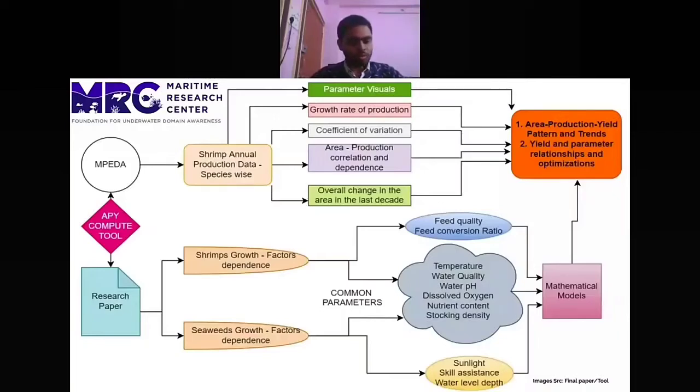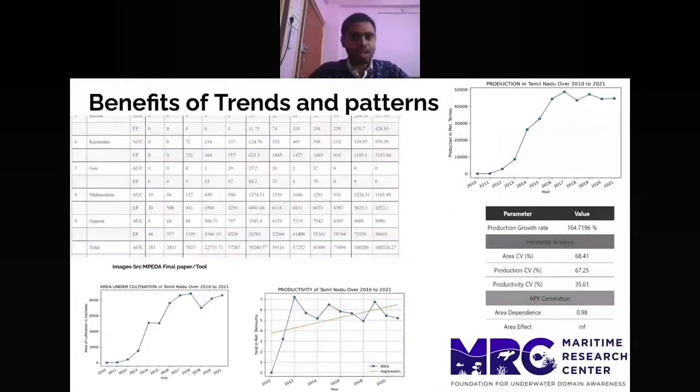So here, from the various biological researches, we are trying to categorize which factors affect shrimp as well as seaweed growth, trying to find some common parameters that can be integrated into one, and some different parameters which are not common to both, and trying to build the mathematical models, which is the second part of our APY analysis. So, let's try to understand what's the main benefit of our contribution.